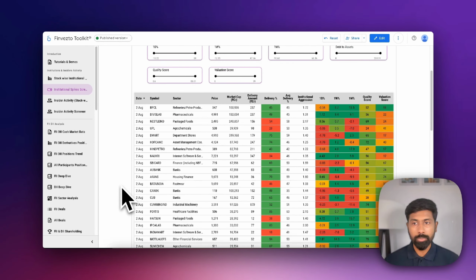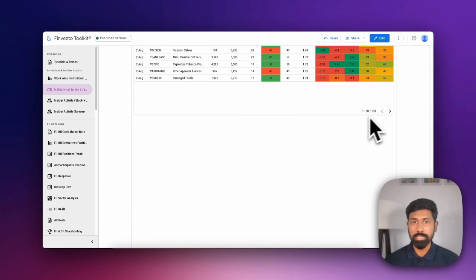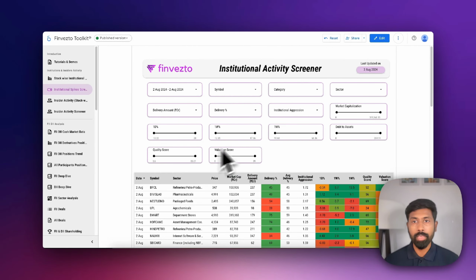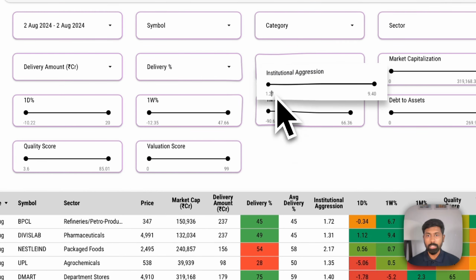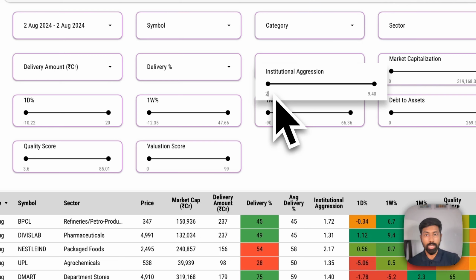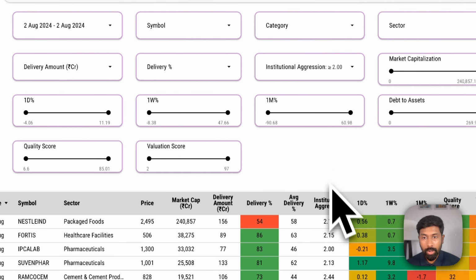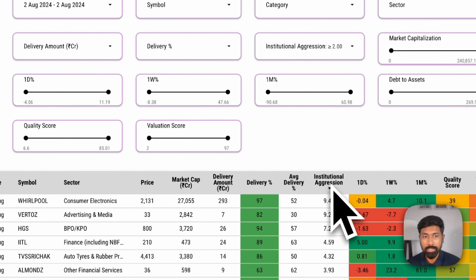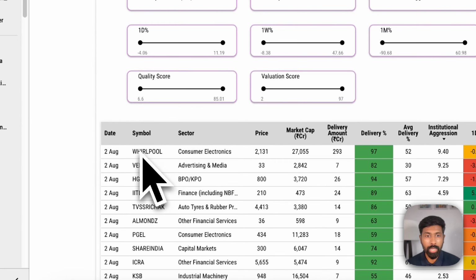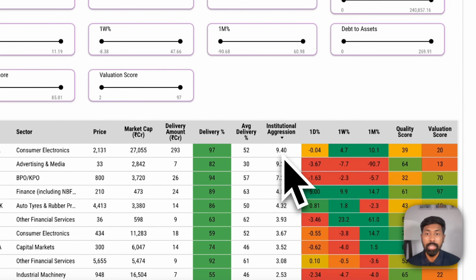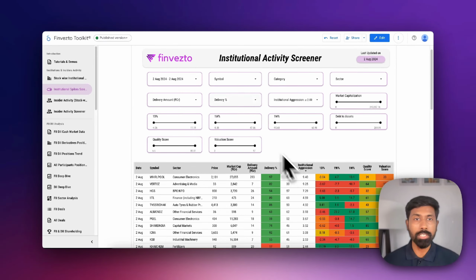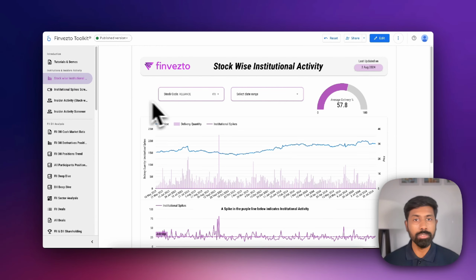So on August 2, you can see that about 100 stocks witnessed institutional activity. From this, I want stocks with heavy institutional activity, so I will put a number 2. Now, I will also sort this institutional aggression column. You can see that Whirlpool has witnessed heavy institutional activity to the tune of 9.4.